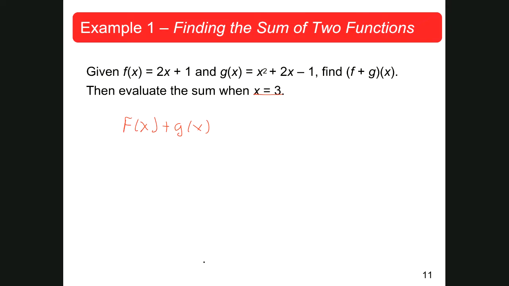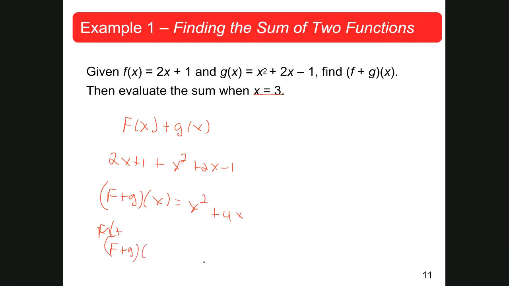Okay, so if I did that, f of x is 2x plus 1, g of x is x squared plus 2x minus 1. So if I add this together, f plus g of x is going to equal x squared plus 4x, because the plus 1 and minus 1 are going to cross off. But the final thing is they wanted us to find f plus g of 3. So that means I'm going to plug 3 in here. So 3 squared is 9, plus 4 times 3 is 12. So my answer would be 21.